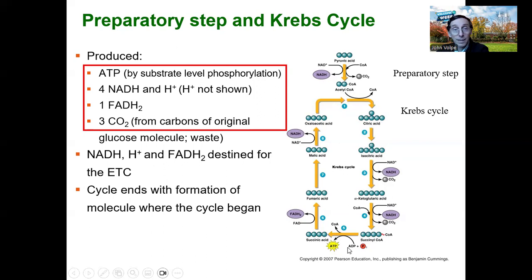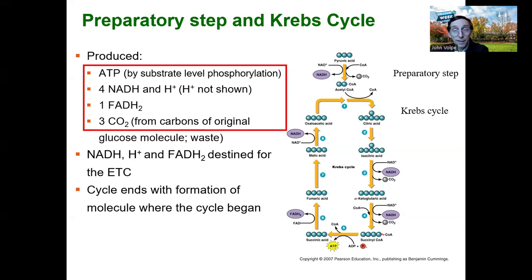You generate 1 ATP, 4 NADHs, 1 right here in the preparatory step, 1 right there, 1 right there, 1 right there. You generate 1 FADH2, 1 right there. And then you generate 3 CO2s, 1 right here, 1 right here, and 1 right there. That's for each cycle of the preparatory step in the Krebs cycle. But remember, for each glucose molecule, the preparatory step in the Krebs cycle will run 2 times.